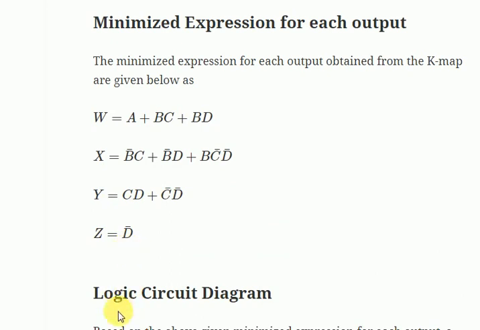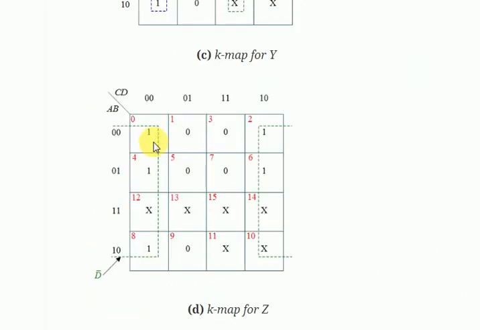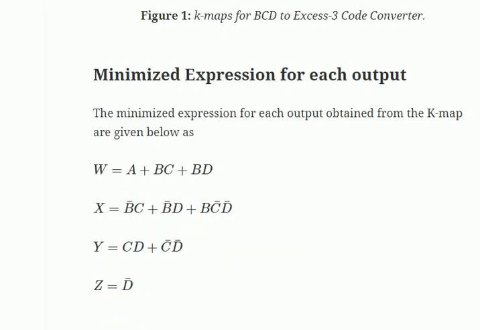Now we will solve for the Z output. Here we have 1 at M0, M2, M4, M6 and M8. We get an octet of M0, M4, M12, M8 and M2, M6, M14 and M10. When we solve for this octet, we get Z is equal to D complement.